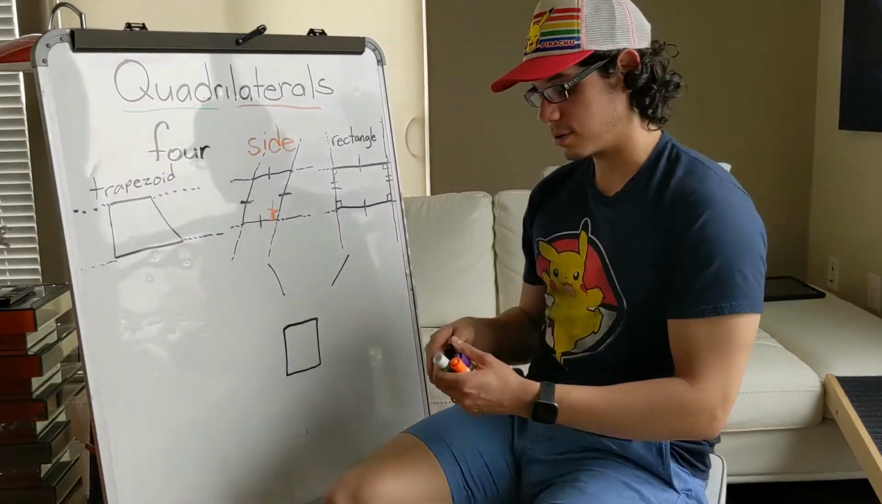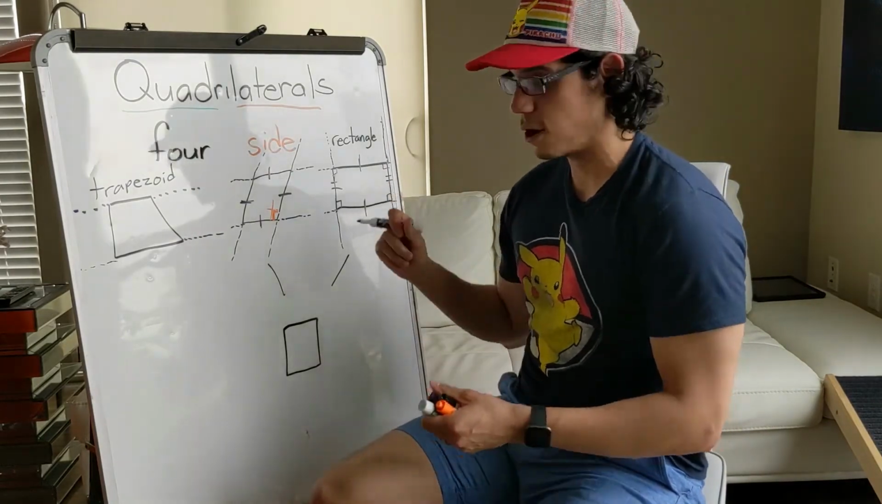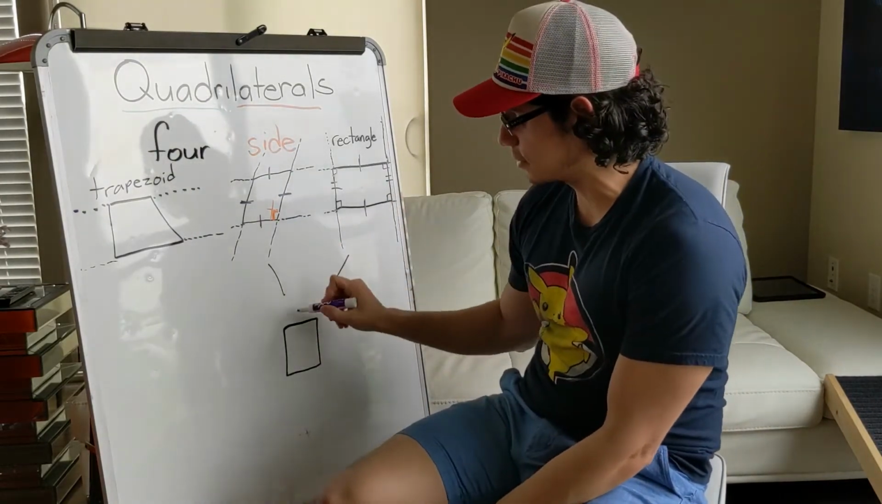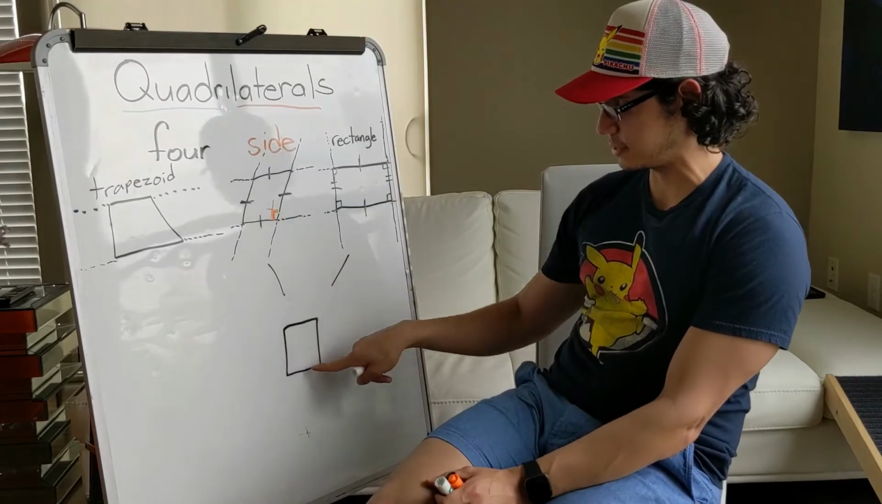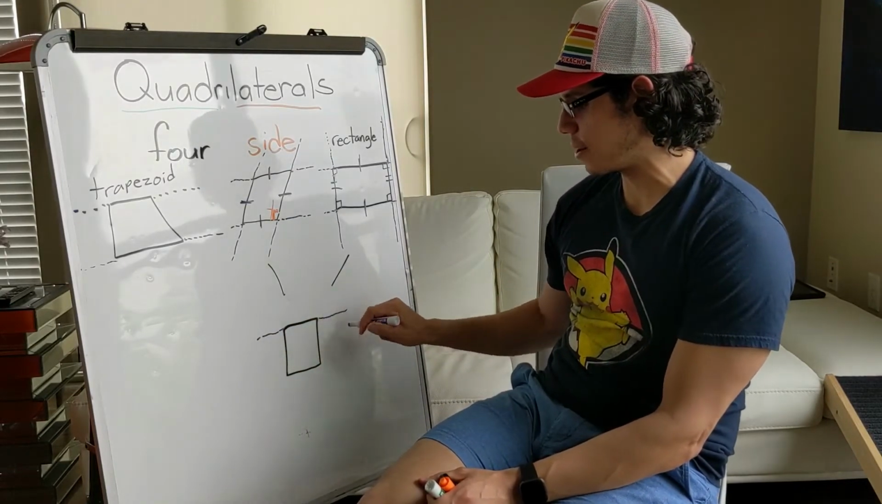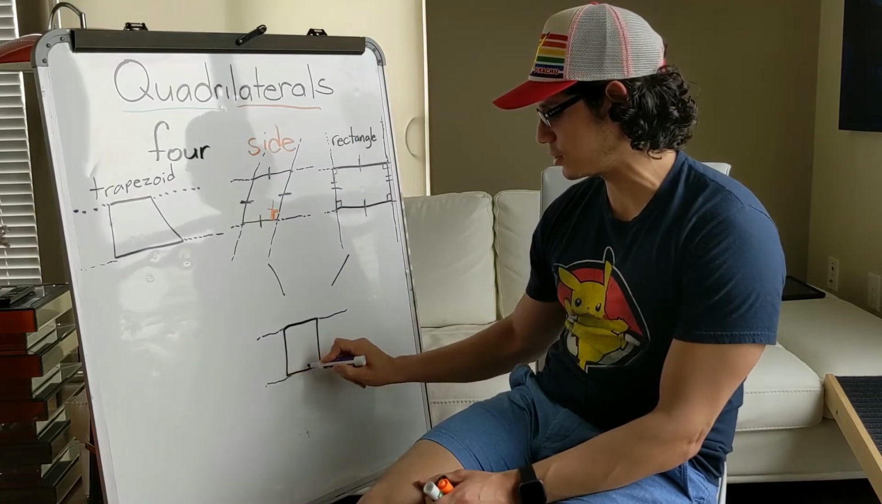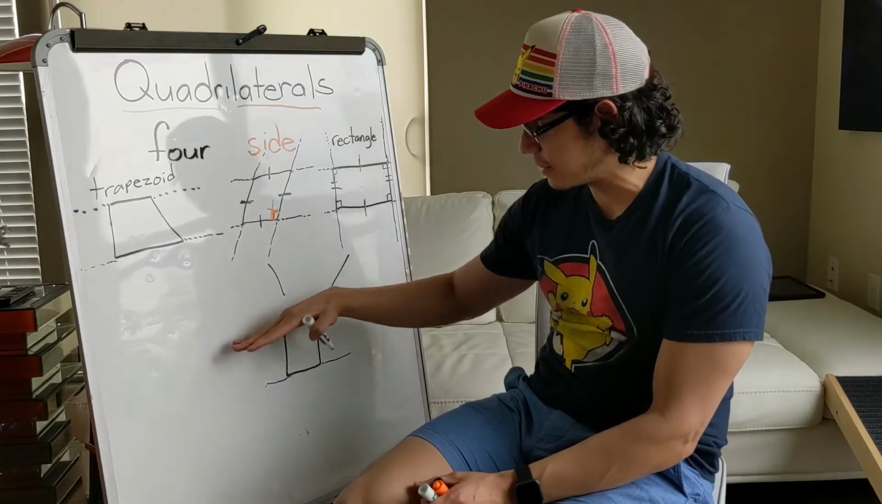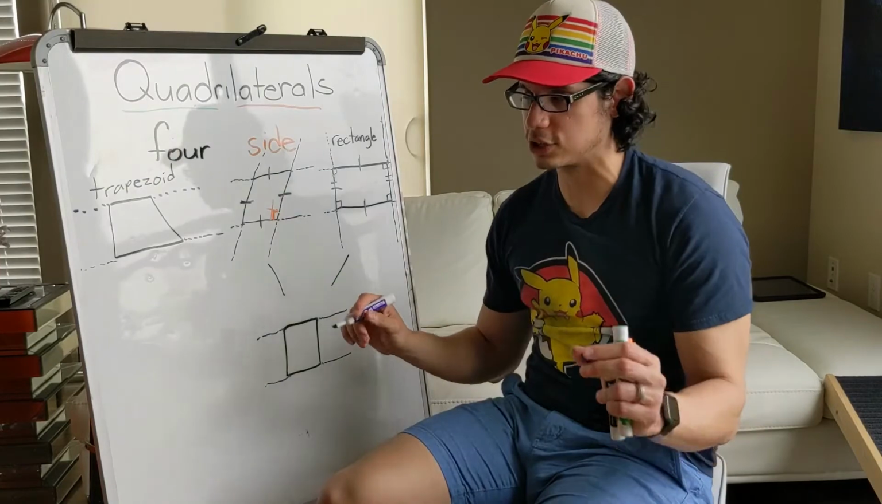Now a square has also two pairs of parallel sides, so this side and this side are parallel. That means that no matter how far we stretch these sides, they will never touch each other. They will never touch. It's parallel.